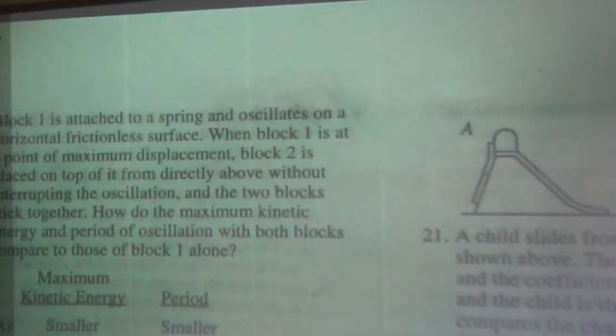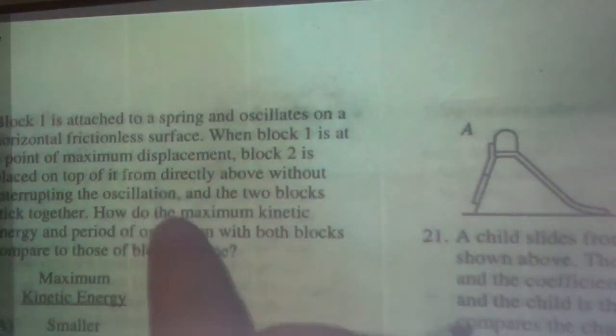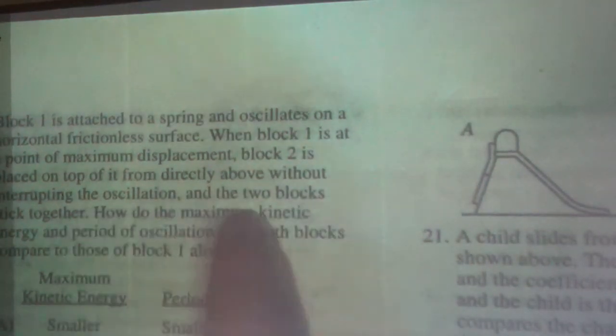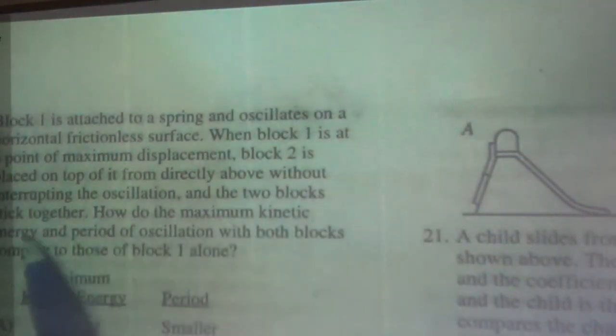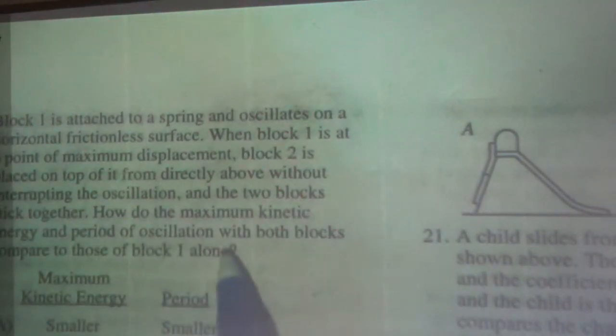Block 1 is attached to a spring, oscillates on a horizontal frictionless surface. When block 1 is at the point of maximum displacement, block 2 is placed on top of it from directly above without interrupting the oscillation, and the two blocks stick together. How does the maximum kinetic energy and the period of oscillation with both blocks compare to those of one alone?